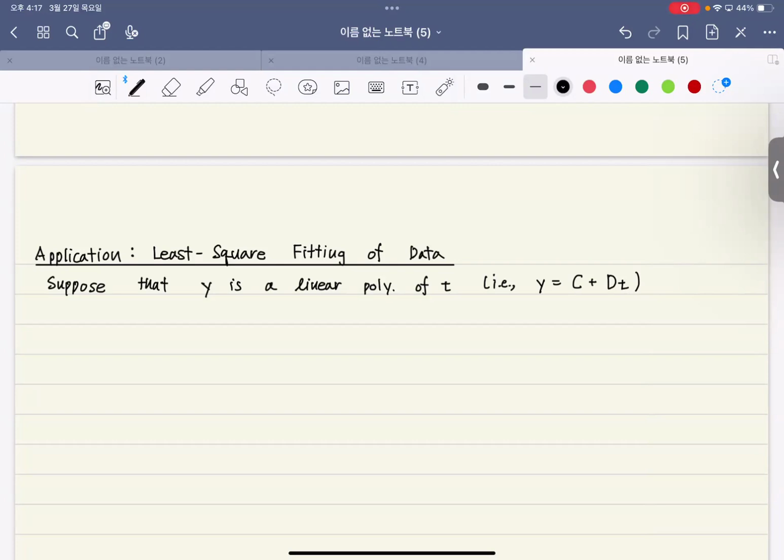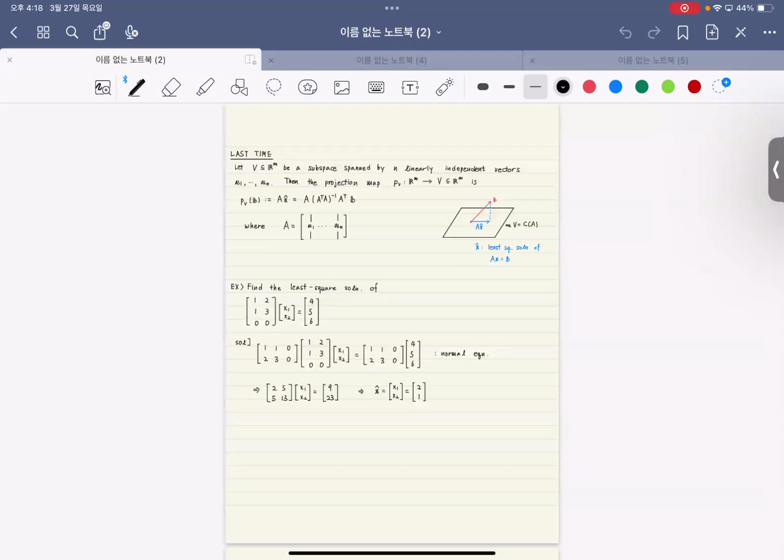But the question is, although you know that they are related in this linear way, you still do not know the precise value of these two parameters, c and d. So in order to determine the precise values of c and d, you conducted a series of experiments, just like this.